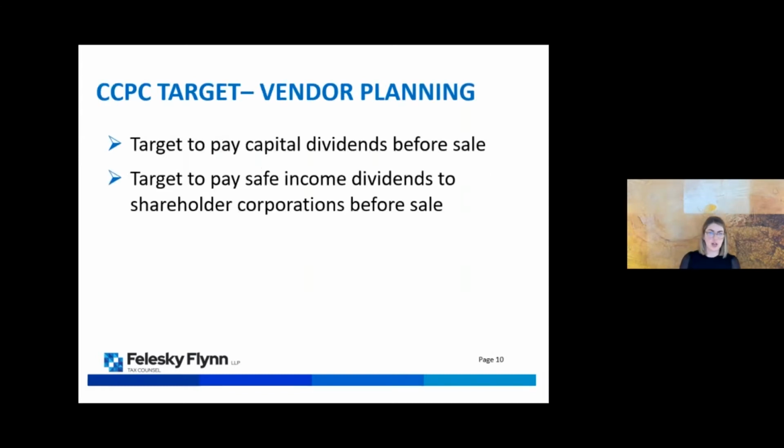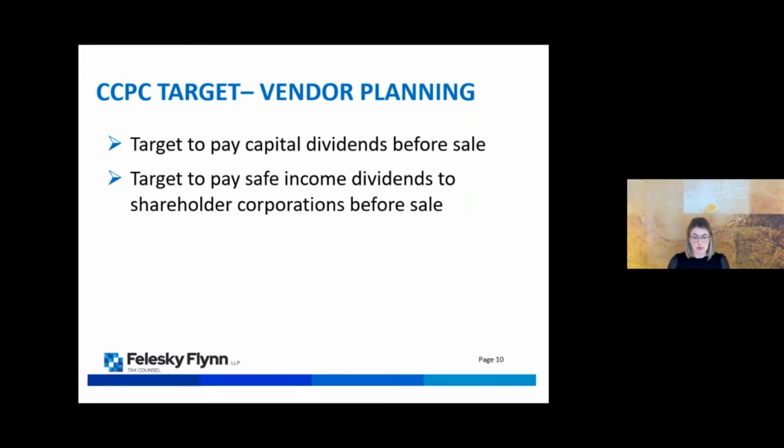So here are some very common transactions that you will see a vendor wanting to do before the sale actually closes. Fairly typical, the vendor would want to pay a capital dividend before the sale and any safe income dividends if the shareholder is a corporation. And though that's pretty simple and straightforward, the vendor should be mindful of any reps and warranties they gave in that purchase and sale agreement in respect of any tax balances and the payment of dividends.